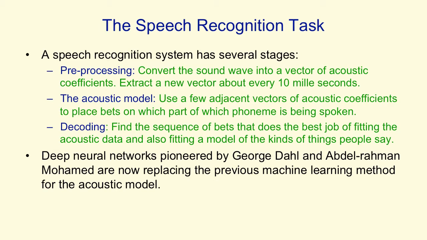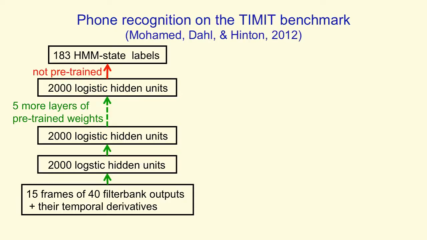Currently, deep neural networks pioneered by George Dahl and Abdel-rahman Mohamed at the University of Toronto are doing better than previous machine learning methods for the acoustic model, and they're now beginning to be used in practical systems. So, Dahl and Mohamed developed a system that uses many layers of binary neurons to take some acoustic frames and make bets about the labels. They were doing it on a fairly small database, and they only used 183 alternative labels.